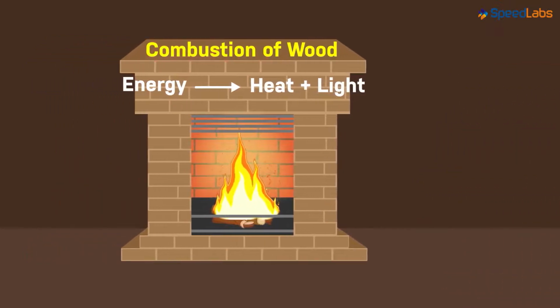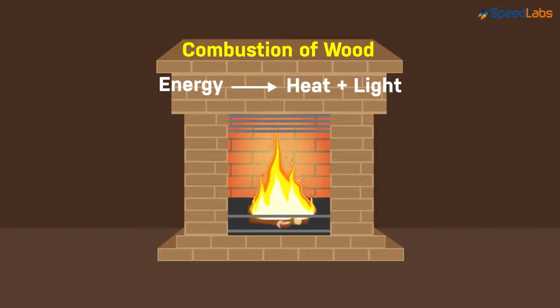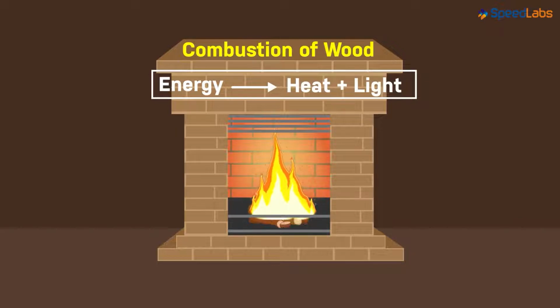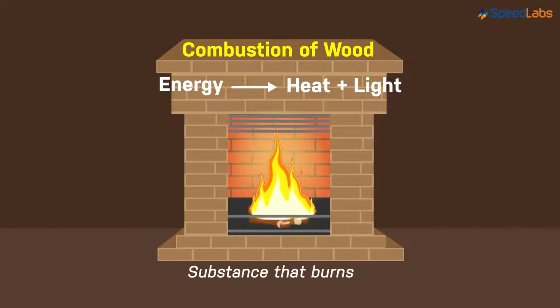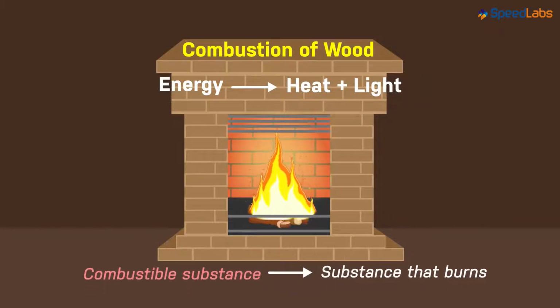Scientifically, we say that combustion is a chemical process. And what happens in this process? Well, the substance burns and liberates lots of heat as a form of energy. The substance that burns in the combustion process is called a combustible substance. It can also be referred to as fuel.